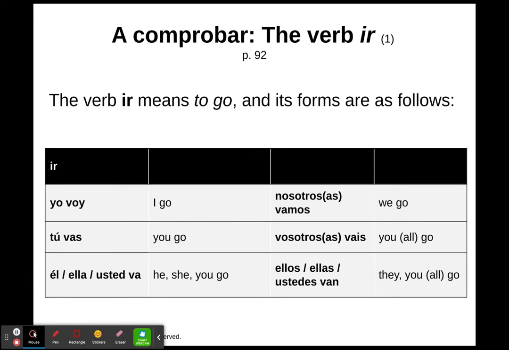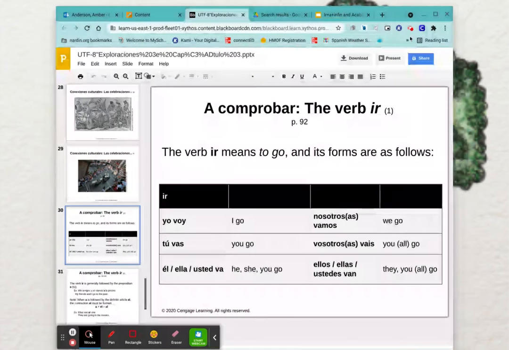Él, ella, usted va. You want to be able to say he goes, or he does go, or she goes, she is going. So if you say ella va a la clase de español, she's going to Spanish class. Vamos, or nosotros vamos, we go, we do go, we are going. Vosotros vais, y'all are going, y'all do go, or you all go. So vosotros vais a California. And then ellos, ellas, ustedes van, that's they, or if you're talking about you guys and you're not from Spain, you would say ustedes van a casa, por ejemplo. So those are some examples of ir.